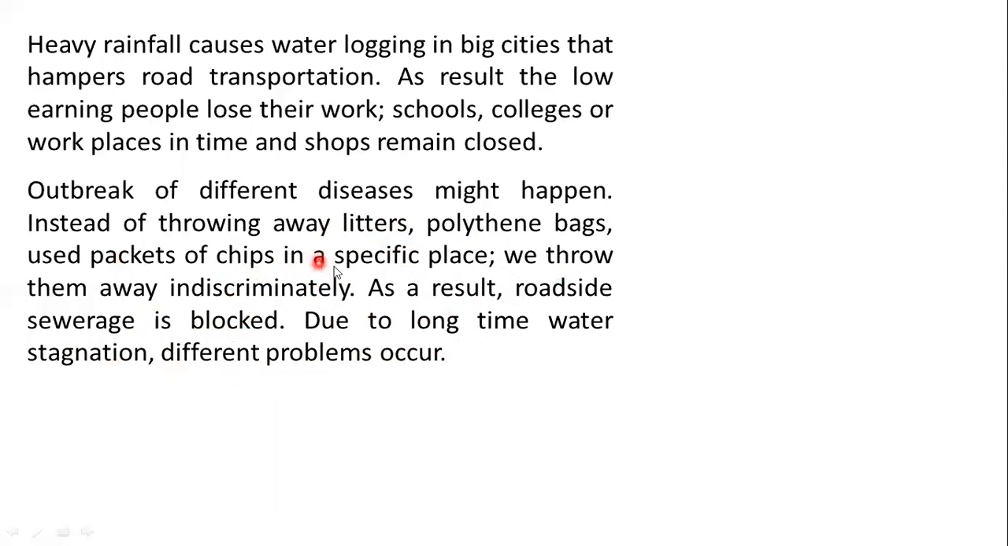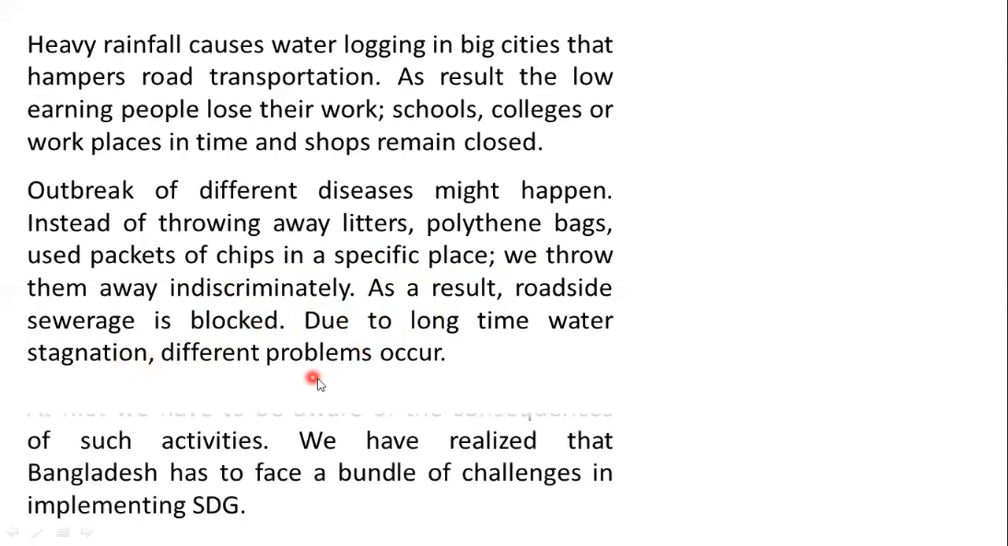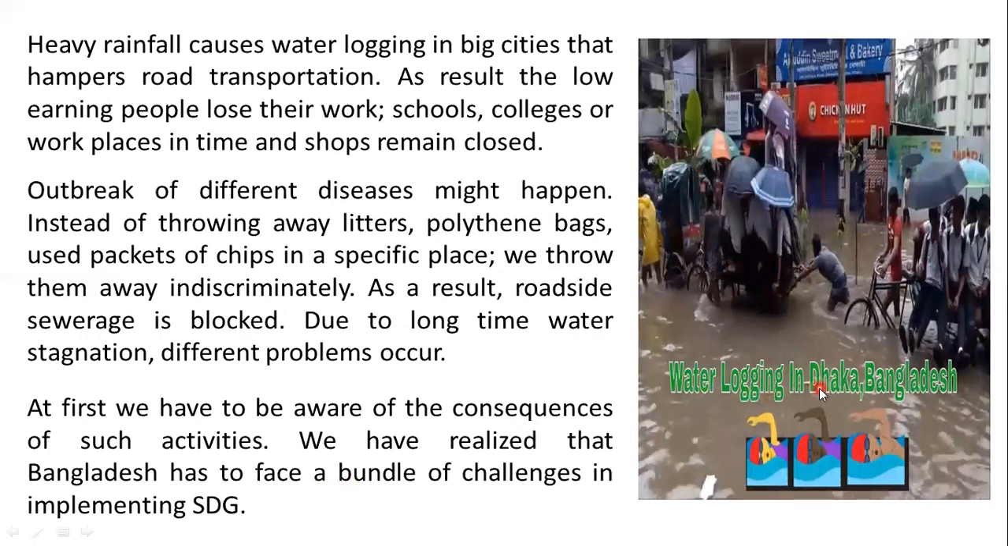Especially if you visit Dhaka city or Chittagong, then you can see some huge garbage located on the roadside. But the people are not used to throwing their litters, polythene bags, packets of chips in that specific place. Rather, they throw all these indiscriminately on the roadside. As a result, roadside sewer is blocked, and the stagnation of water creates different types of problems in health, environment, etc. At first, we have to be aware of the consequences of such activities. We have realized that Bangladesh has to face a bundle of challenges in implementing SDG. You can see this is the scenery of waterlogging in Dhaka, Bangladesh. This type of scenery you can see nowadays. This is very much common in Dhaka and also in Chittagong.